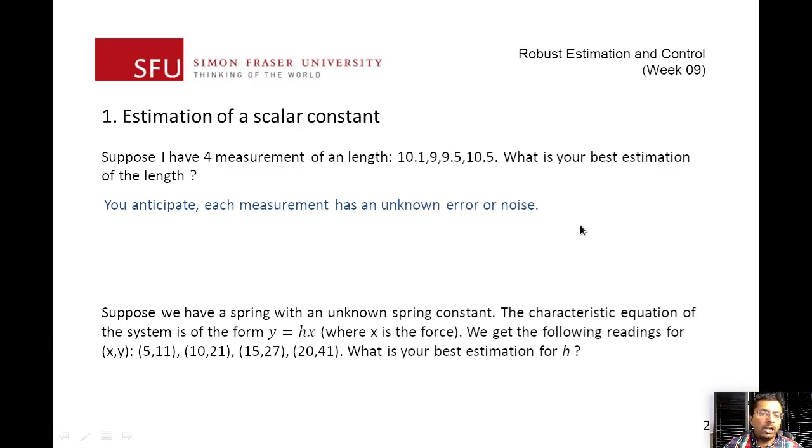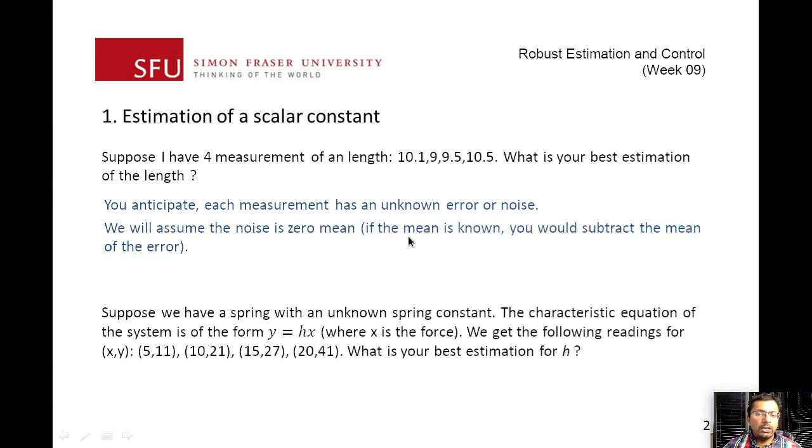And then if you did that, particularly if you didn't know the noise or the error, or you assume them to be constant, then we can just assume it's a zero mean. And in case it was a non-zero mean, you could potentially subtract it. But your best guess in that case is going to be the average, which comes to 9.775. So this is a fairly straightforward way to think about it.